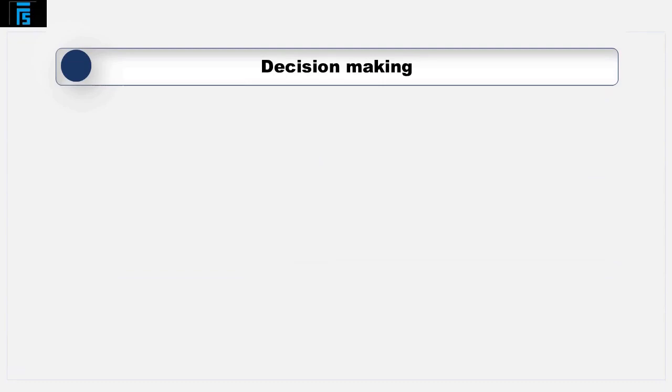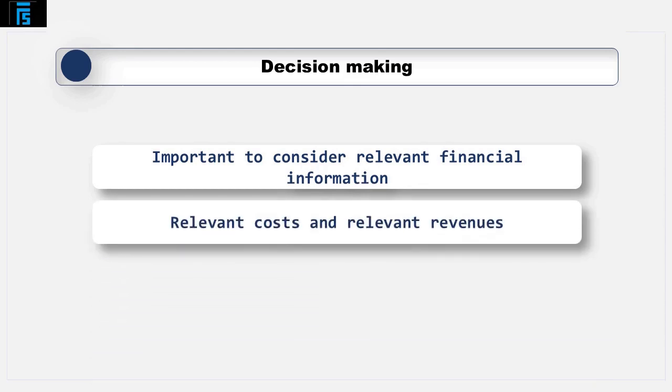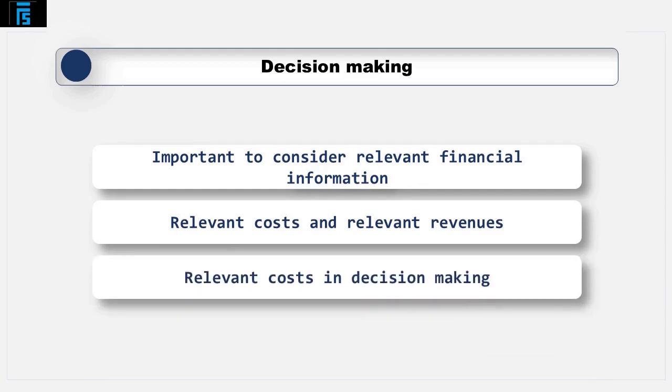When making decisions, it is sometimes important to consider the relevant financial information. In other words, we must consider the relevant costs and the relevant revenues. In this presentation, we are going to focus on the relevant costs associated with decision making.